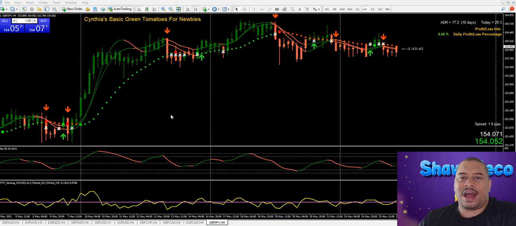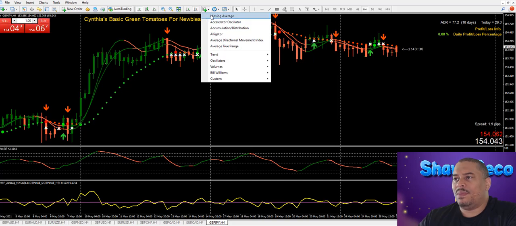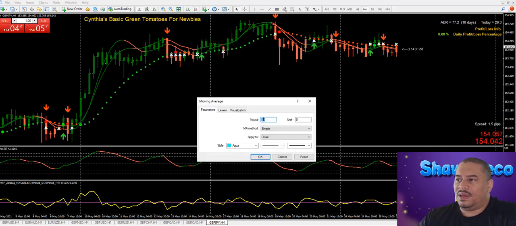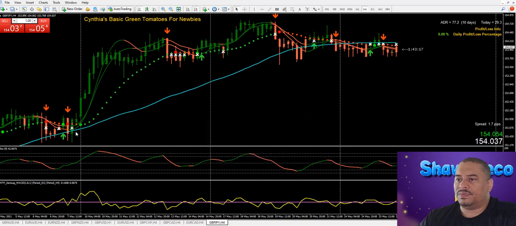But let me show you how I'm going to add the 50 on here and how we're going to use it with the basic green tomatoes. Well, I'm going to show you how I use it, right? So you go up here, click on the drop down that has the little green plus there, moving average. I've had it on here before, so that's why you see the 50 right here. The 50 moving average, simple, close. I like to use aqua. I like to make this a little bit thicker. Boom. See that? See the aqua line? That's the 50 moving average.